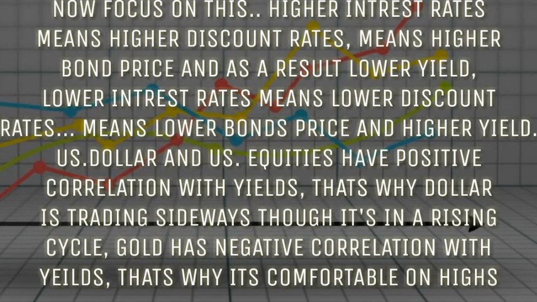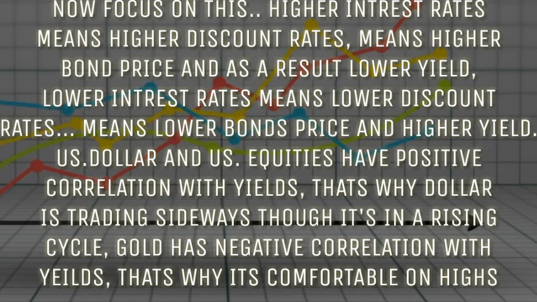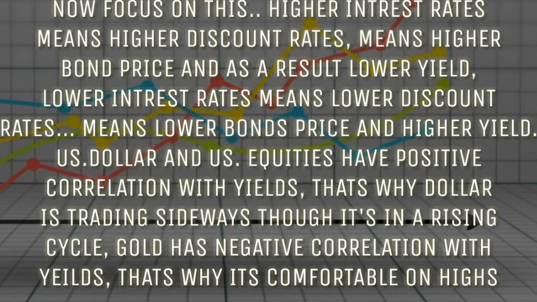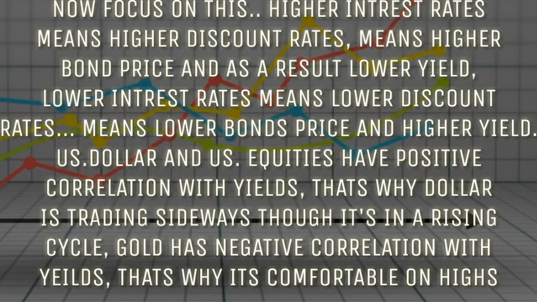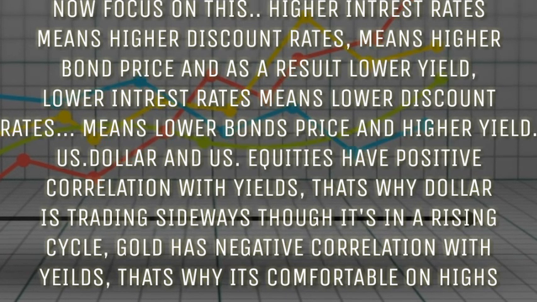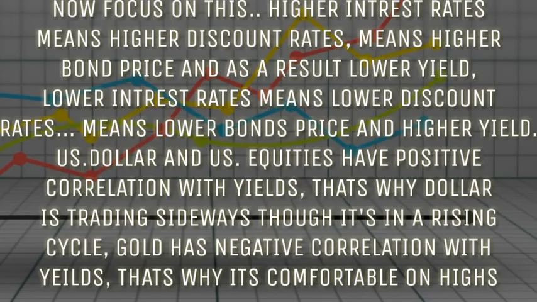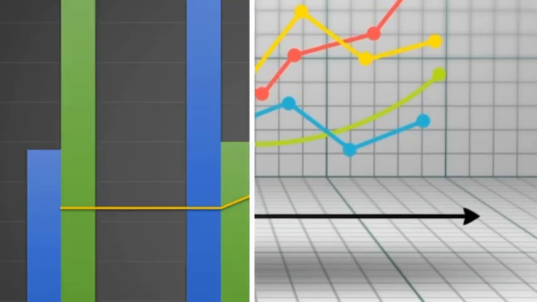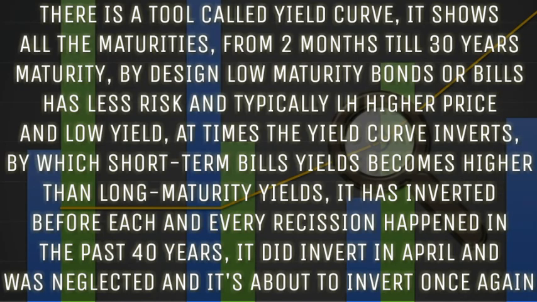The US dollar and the US equities have positive correlation with the yields, and that's why the dollar is trading sideways, though the US dollar is in a rising cycle. Gold has a negative correlation with the yields. That's why gold is trading on the highs, because the yield is falling.